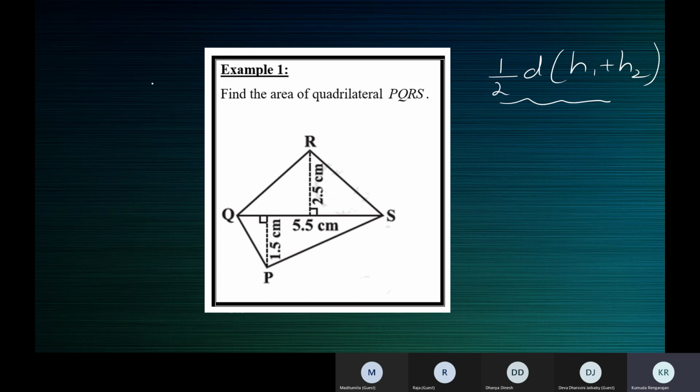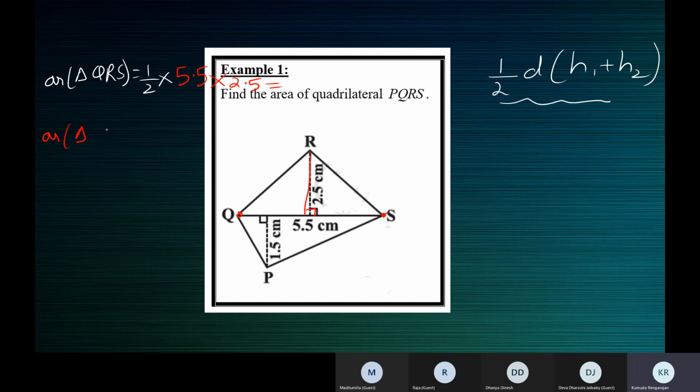So see here. The quadrilateral is made up of two triangles, right? Yes, ma'am. So area of triangle QRS is equal to half base into height. What's the value of the base? 5.5, from here to here, base 5.5 into altitude 2.5. Correct. So area of triangle QRS is equal to half into base 5.5 into height 2.5. So work this out and get the answer.